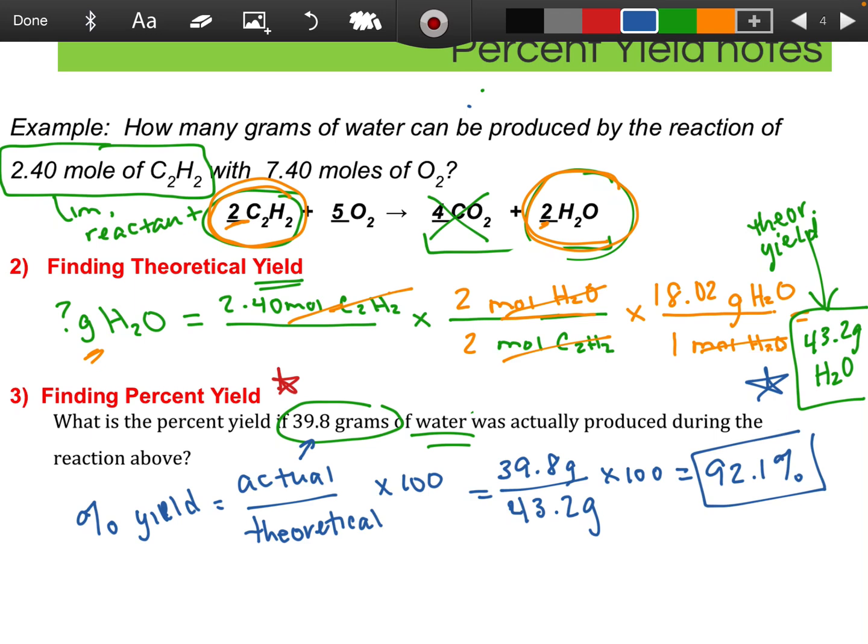Again, make sure that you understand the difference between all the terms. You have percent yield, theoretical yield, actual yield. There are a lot of different terms to keep straight. But also make sure you look back in your notes for the process to find the limiting reactant and the theoretical yield first in order to then calculate your percent yield.